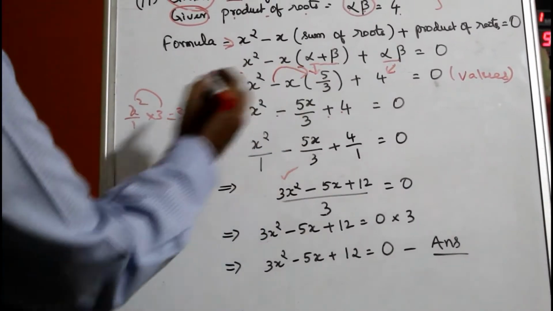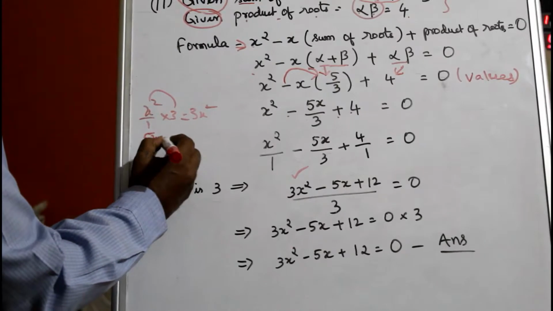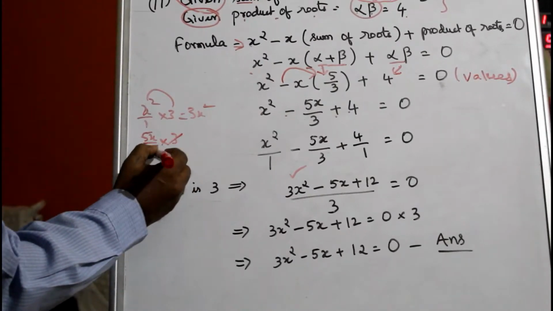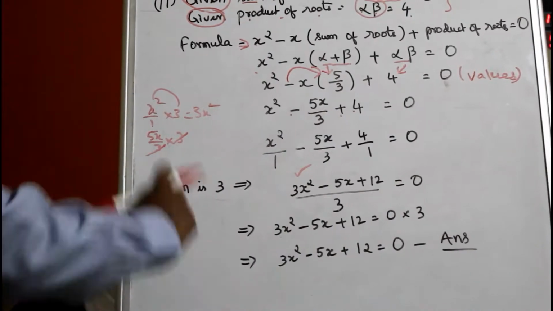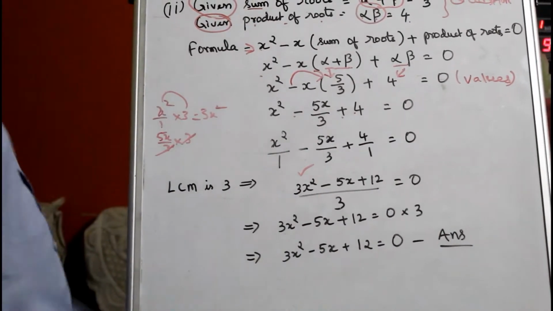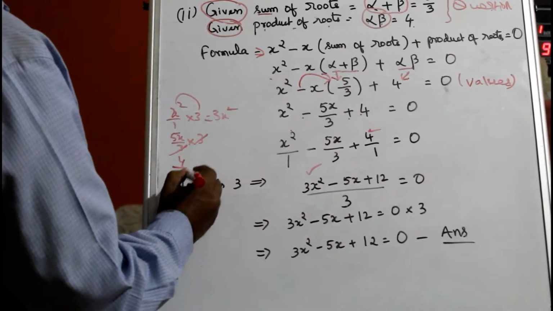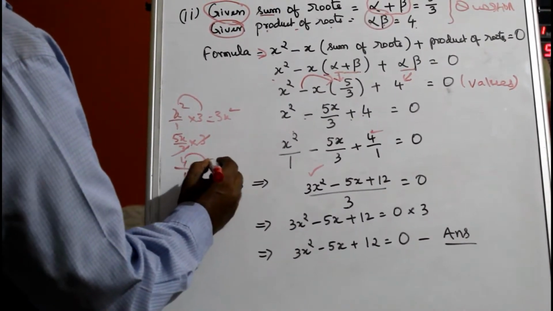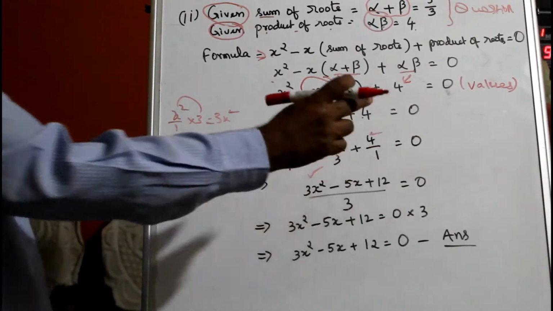Then you put the minus. The second fraction is 5x by 3 into LCM, which is 3. The 3 will get cancelled, you get minus 5x. So remember the method, fraction into LCM. The last fraction is 4 by 1 into 3. So 4 3s are 12. We put the 12 here. Don't change the minus and plus and all.